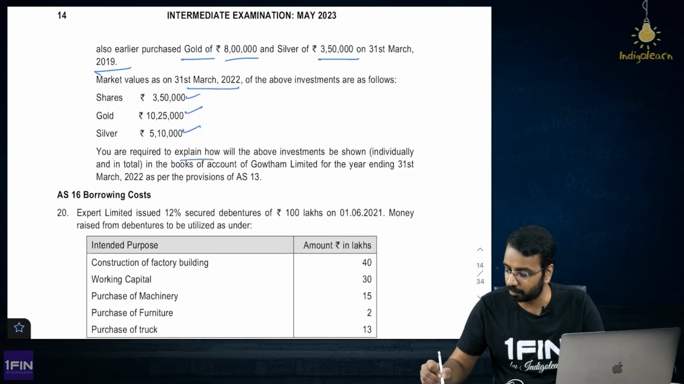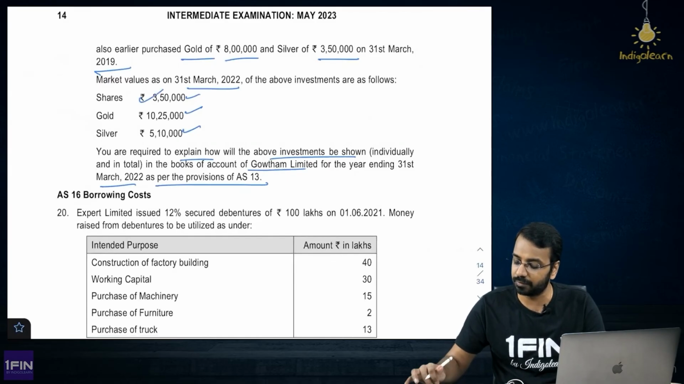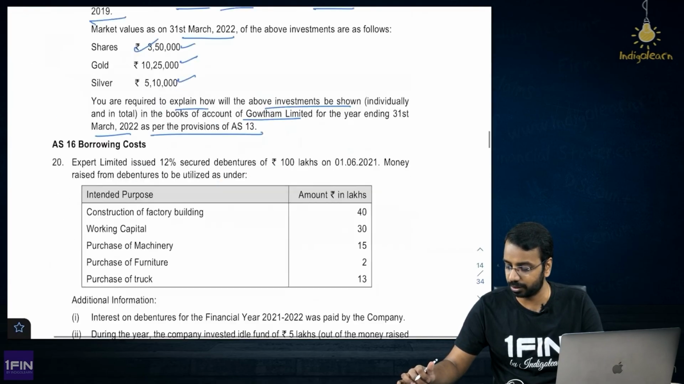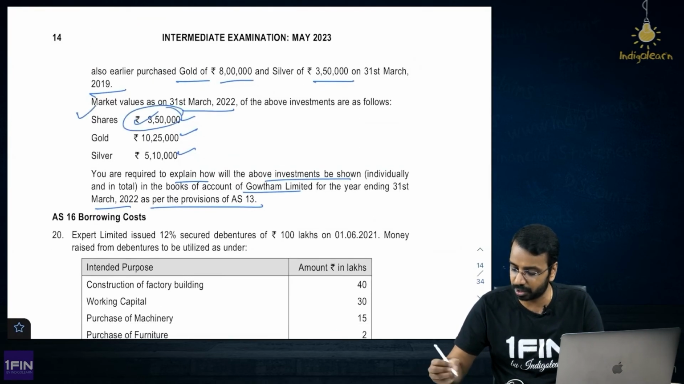You are required to explain how will the above investment be shown in the books of Gautam for the year ended 31st March as per the provision of AS 13. So shares is short term, 350, 425, lower of cost or market value, which is lower here 350, so you will show it at 350.